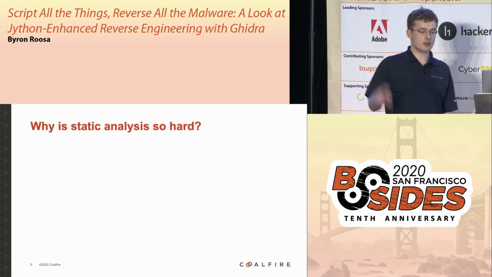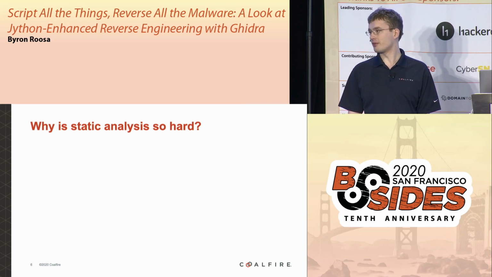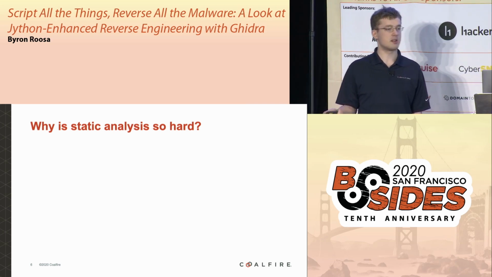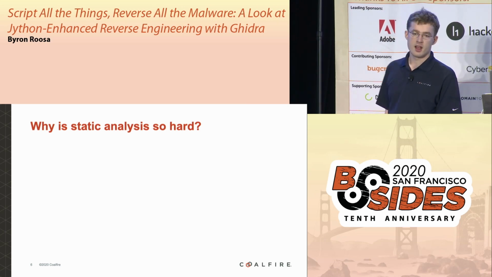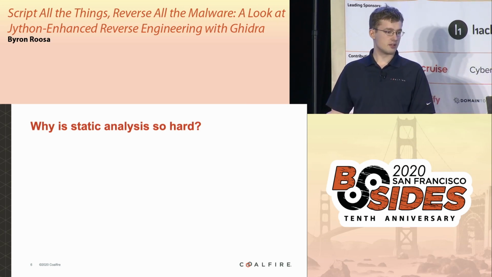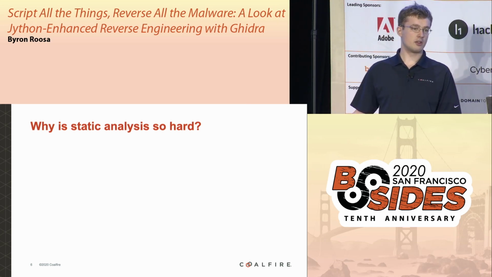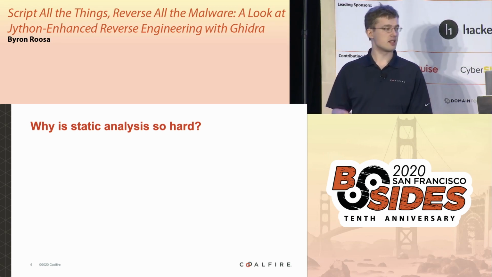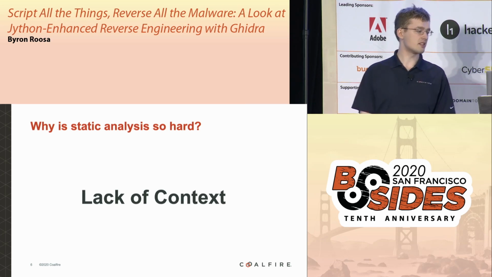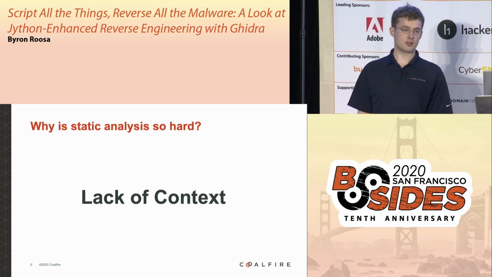So we're going to start with our first question. Why is static analysis so hard? By this, we're talking about we have a piece of malware from an incident response or something like that if you're on a blue team, and we want to take it apart. One of the things we're going to do is look at it at a binary level. And the problem with it is that from an analysis standpoint, we have a pretty big lack of context. This is the key to why these things are so hard to take apart.